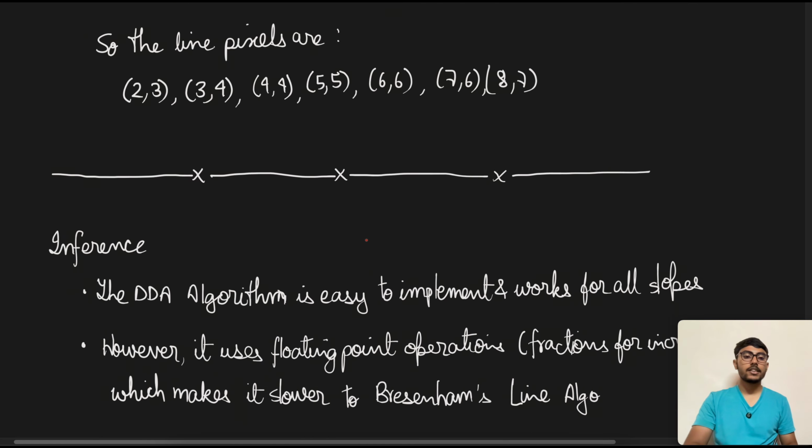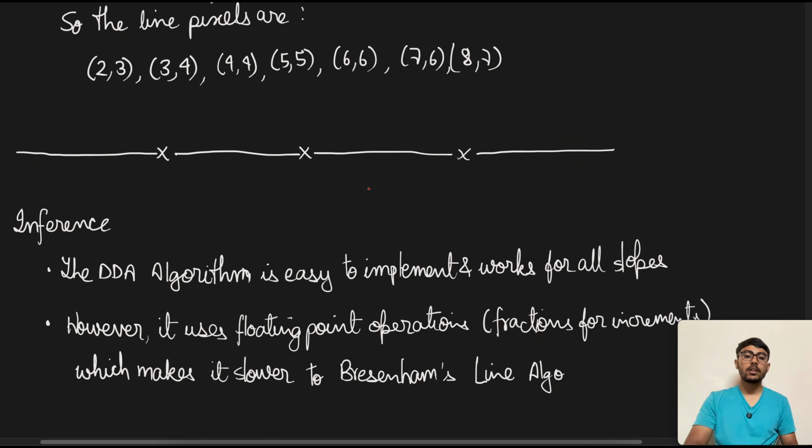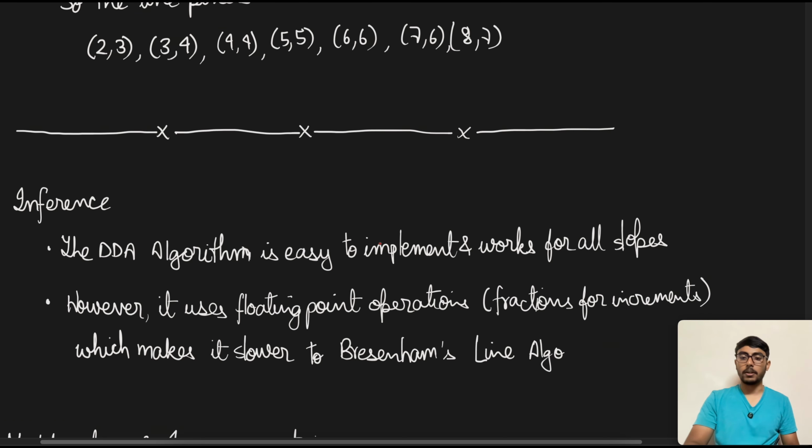Then we come to the inference. The DDA algorithm is easy to implement and works for all slopes, as we just saw. However, it uses floating point operations, which is the rounding off for increments. First we calculate the fractions and then we round them off. So this type of approach is generally slower as compared to the Bresenham line algorithm.